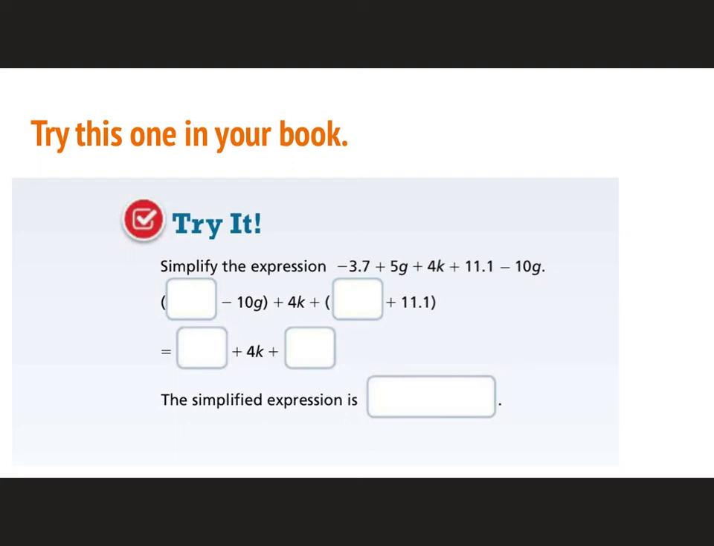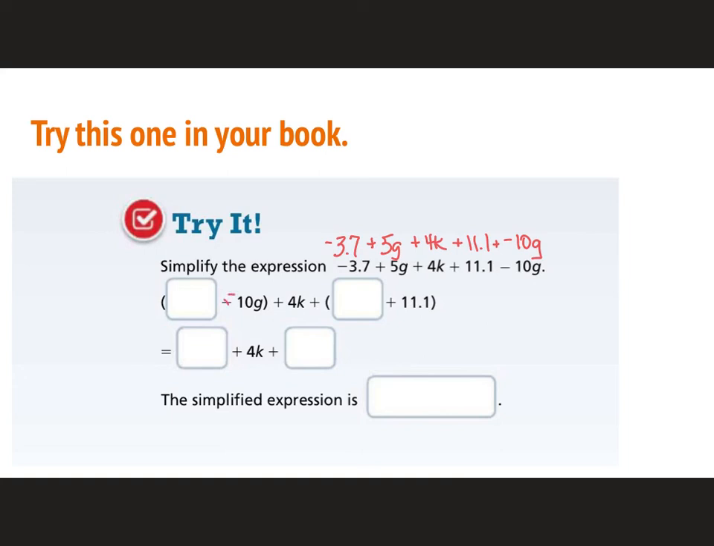So here is the last try it. This can be confusing for people because of the blanks. So I'm going to first do this. Change subtract to add. So that's negative 5G plus 4K plus 11.1. And then subtract 10G, so that's plus negative 10G. So now that I do that, you have this graphic.